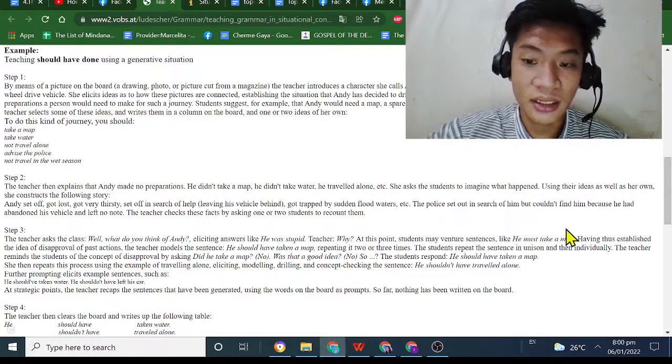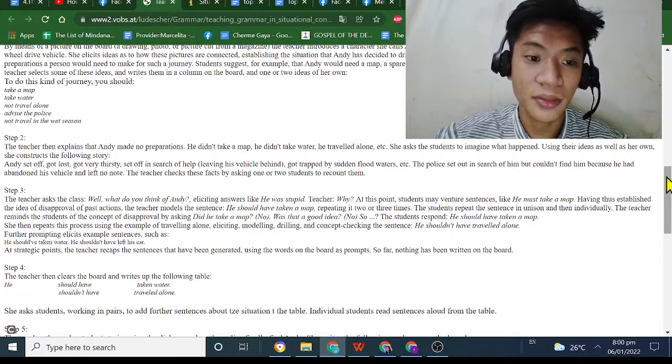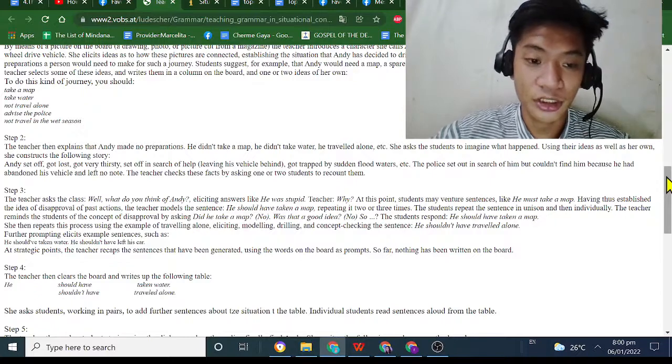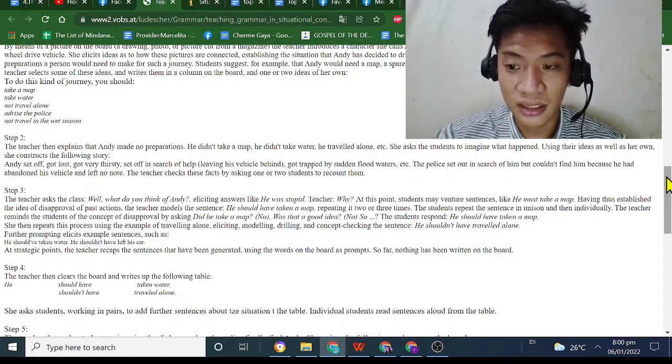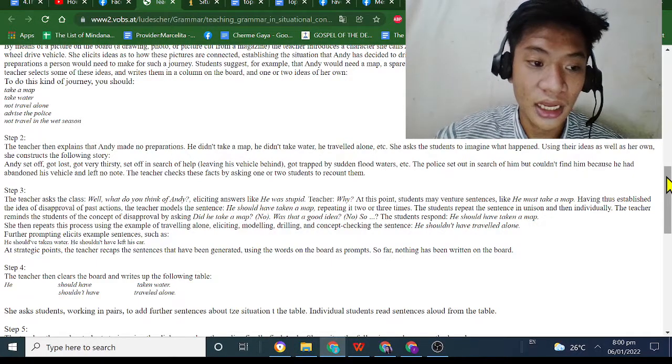So the teacher made a situation or a scenario in which Andy didn't make any preparation. So he didn't take a map, he didn't take water, he didn't take anything. So using their ideas as well as her own, she constructed the following story.